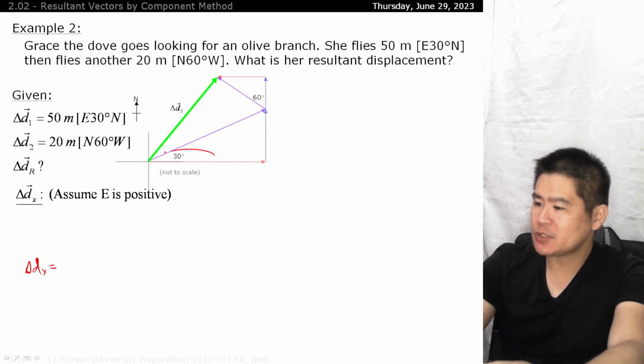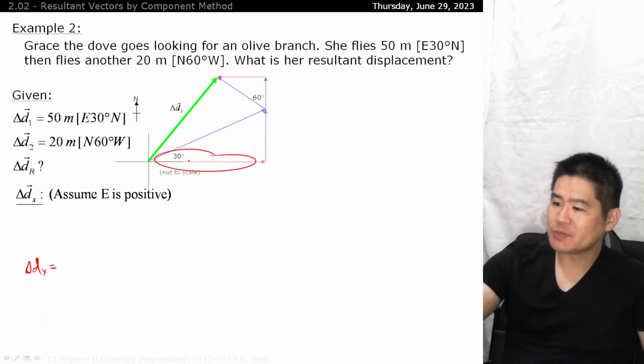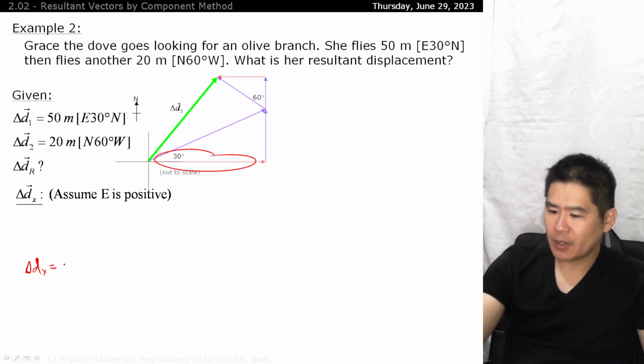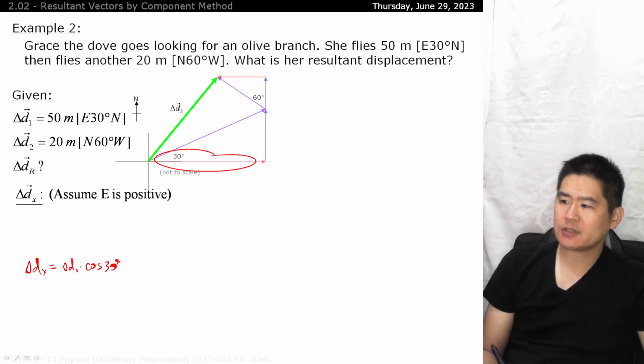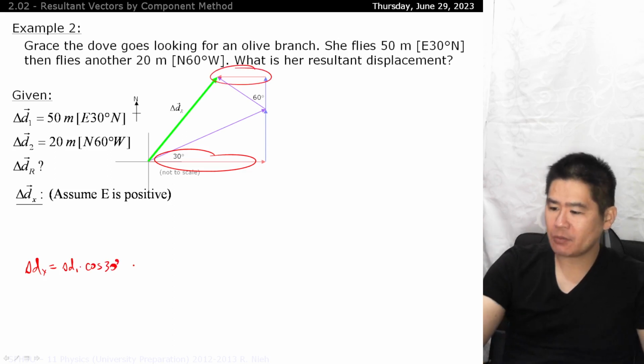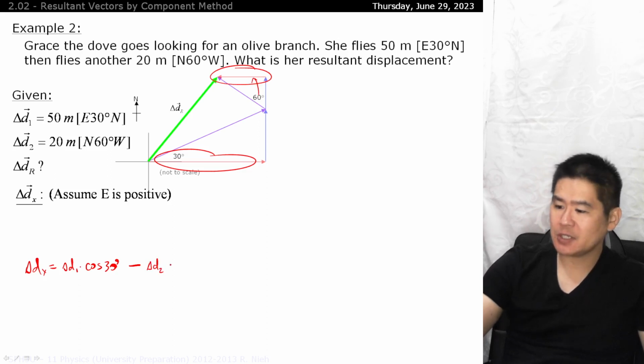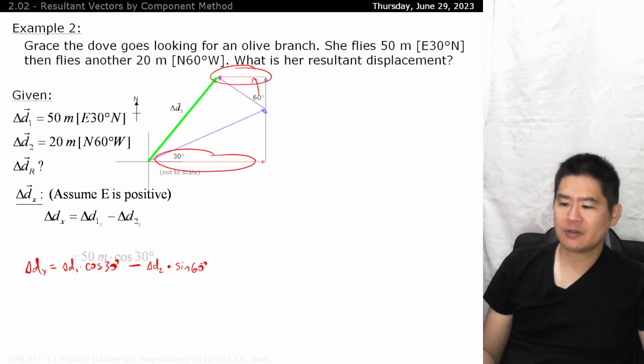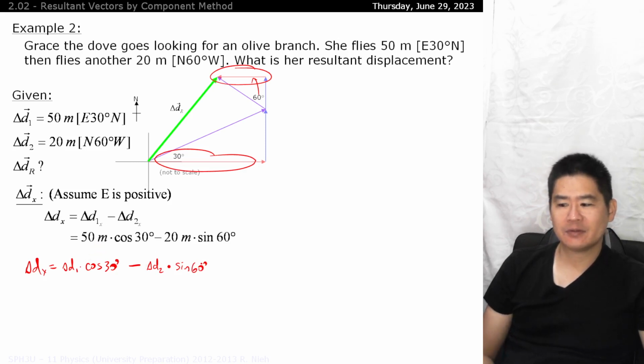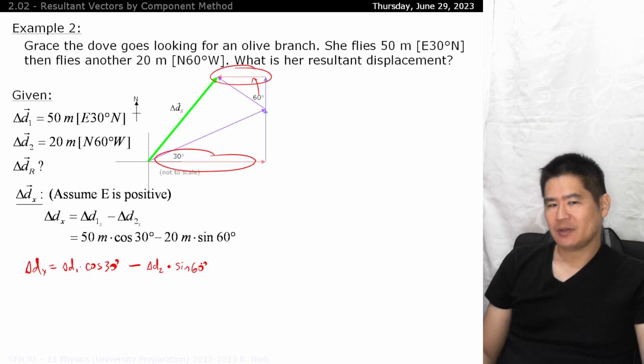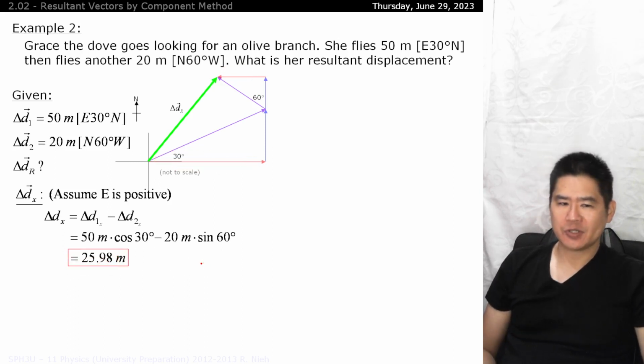Delta dx will be equal to this component over here, which since it's beside 30 degrees, it will be vector number 1, so delta d1 times the cosine of 30 degrees. You'll see that this vector is pointing the opposite way, so we need to subtract the second vector. Delta d2 of our hypotenuse times, that's opposite of 60, so times the sine of 60 degrees. Make sense? Crunch it through, and you'll get your subtotal for your resultant displacement horizontally.